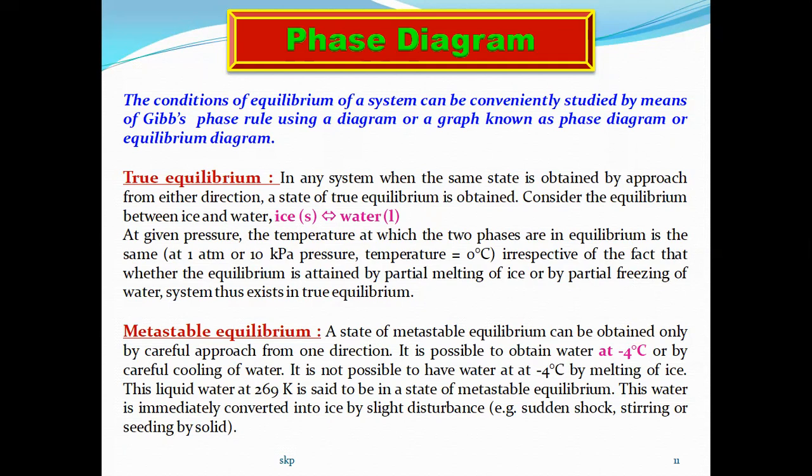We can get water in the liquid state, but at the same time, by melting ice it is not possible to obtain water at minus 4 degrees Celsius. It is possible only by cooling water very carefully and very critically. Such a type of equilibrium is called metastable equilibrium.